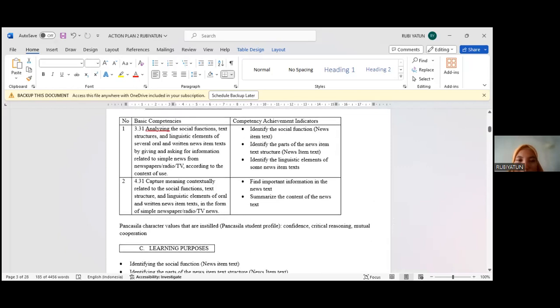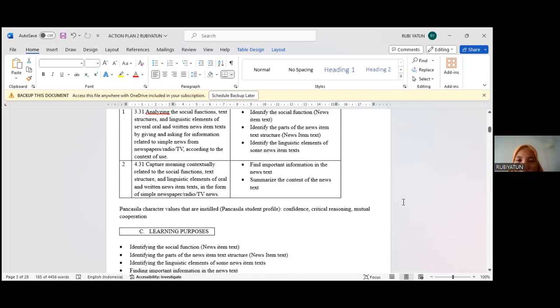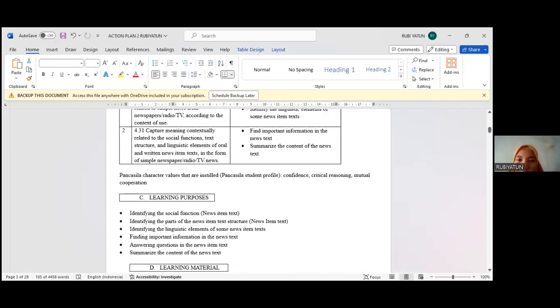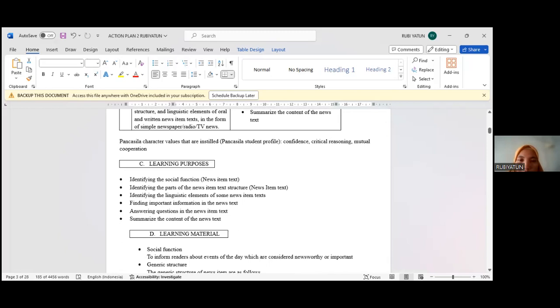And then the competency: identifying the social function, and then identifying the parts of news item text structure, identifying the linguistic elements of some news item texts, and then finding important information in the news item text, and then summarizing the content of the news item text.